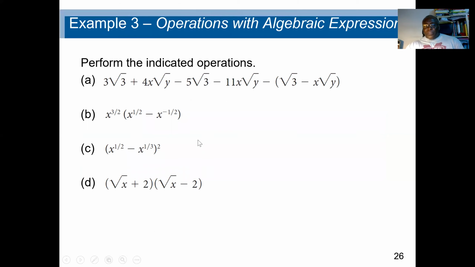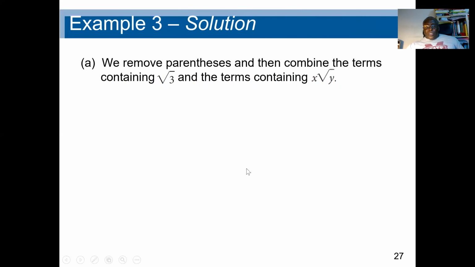So let's perform the following examples. Let's do the first one. First of all, we have to see if there are any like terms, because here we have addition, subtraction, subtraction, subtraction, and I have a parenthesis here. So the first thing I will do is remove the parentheses for the first question. This is what we get. Why do we get this? We remove the parentheses and we combine the like terms.